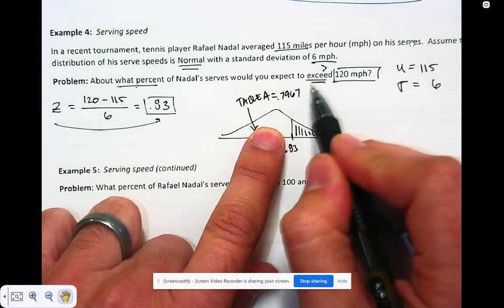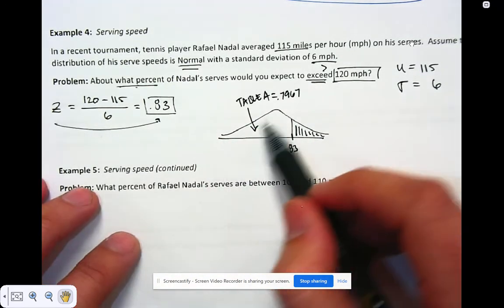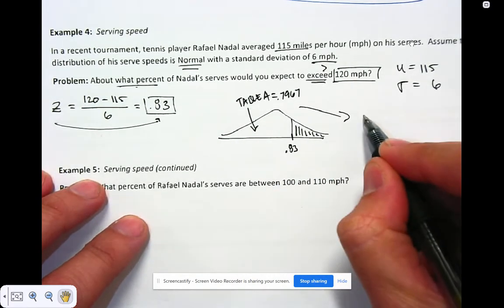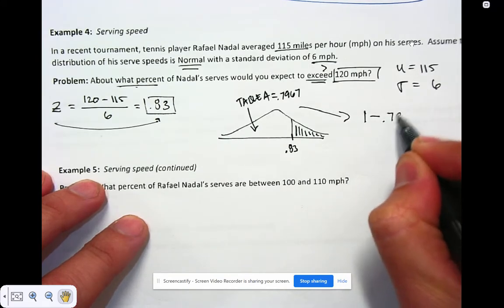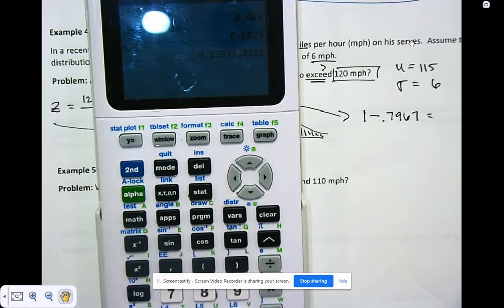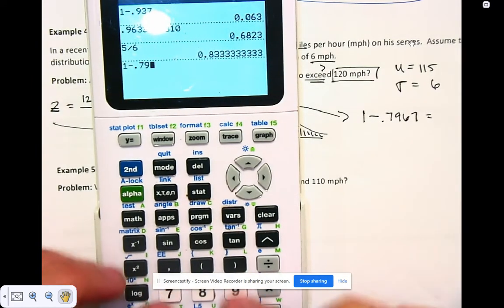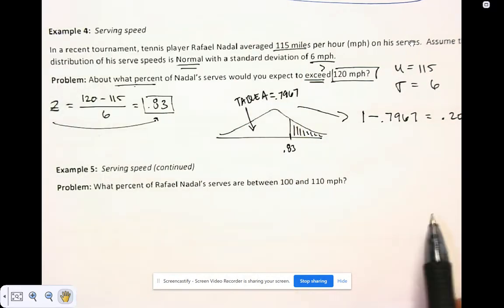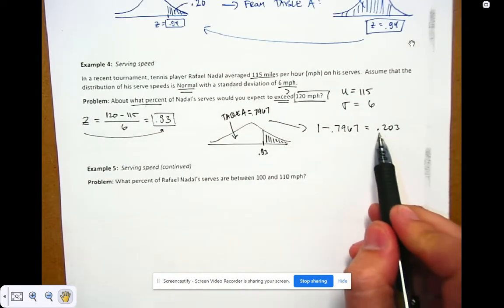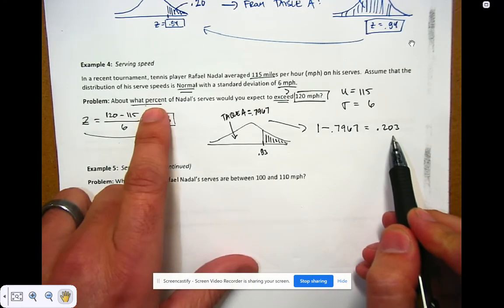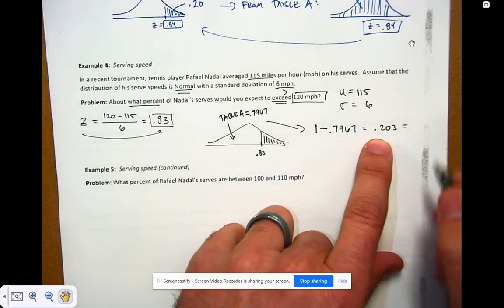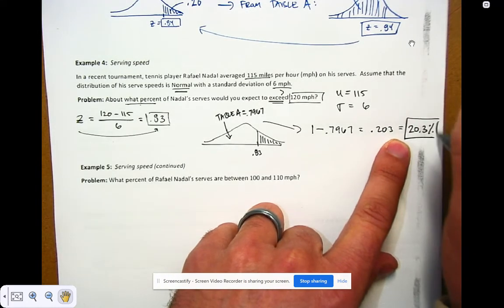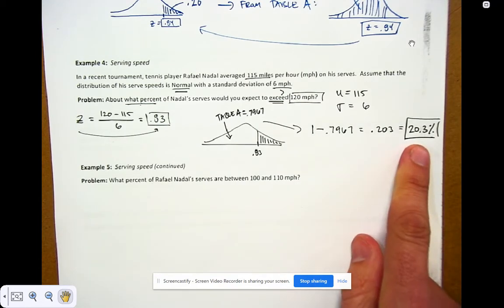That's not what they asked because they want exceed. If this is a density curve, the area under the curve is 1. So all you have to do to get your answer is 1 minus 0.7967 in your calculator, and I get a value of 0.203. That is the answer as a proportion, but they said what percent. So you move the decimal 2 places: 20.3%.